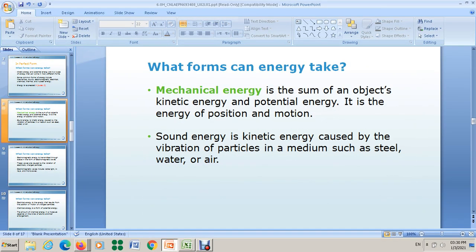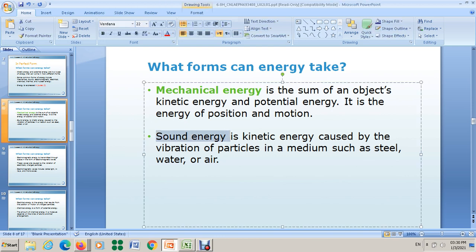So mechanical energy is the sum of an object's kinetic energy and potential energy. It is the energy of position and motion. Let's move now to talk about the second form of energy.